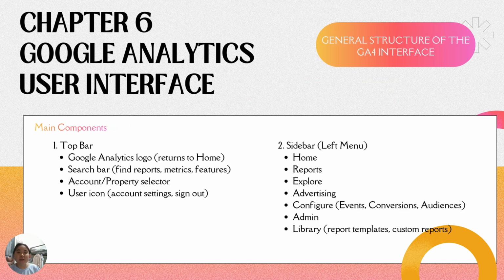Next, about the general structure of the GA4 interface. The main components: first is the top bar, with the Google Analytics logo to return to home, a search bar to find reports, metrics and features, the account properties selector, and also the user icon. The second is the sidebar, the left menu. It includes home, reports, explore, advertising, configure, and library.